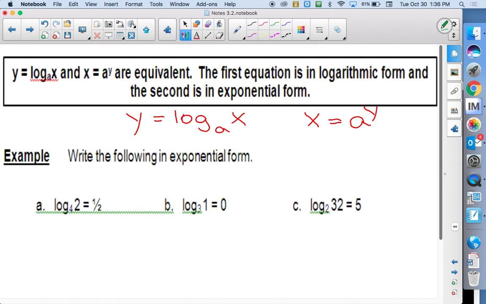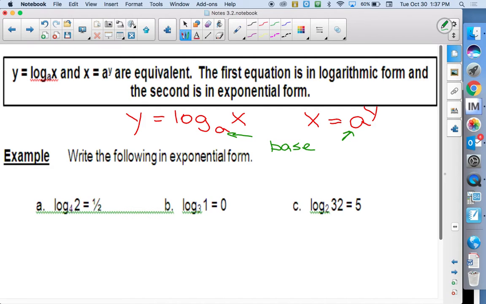So the thing to remember when we're switching back and forth is that the a is the base in both of these. So the base of the log and the base of the exponent are the same. That really isn't changing. It's the x and the y that are flipping. So it's log base a of x. In exponential form, it becomes x equals a to the power of y. So they have to flip to be inverses, but the base is remaining the same.